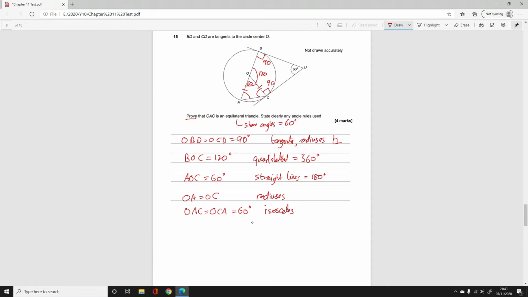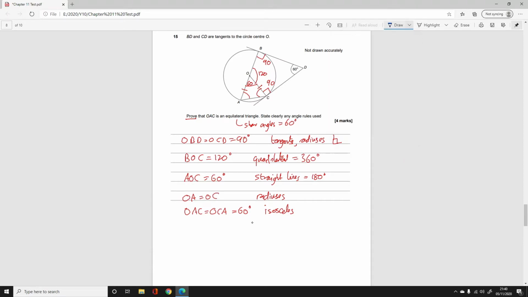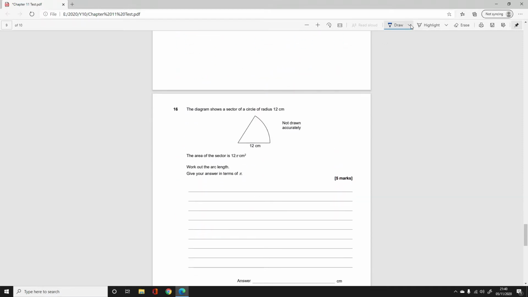So combining those two things together, because we should really finish a proof, it's not enough to just say it. If we put those two facts together, we can get that 3 angles equal 60 degrees, therefore this is an equilateral triangle. And I'm going to stick a proof square down because I feel like I've earned it with that. Okay, a couple more questions to go.